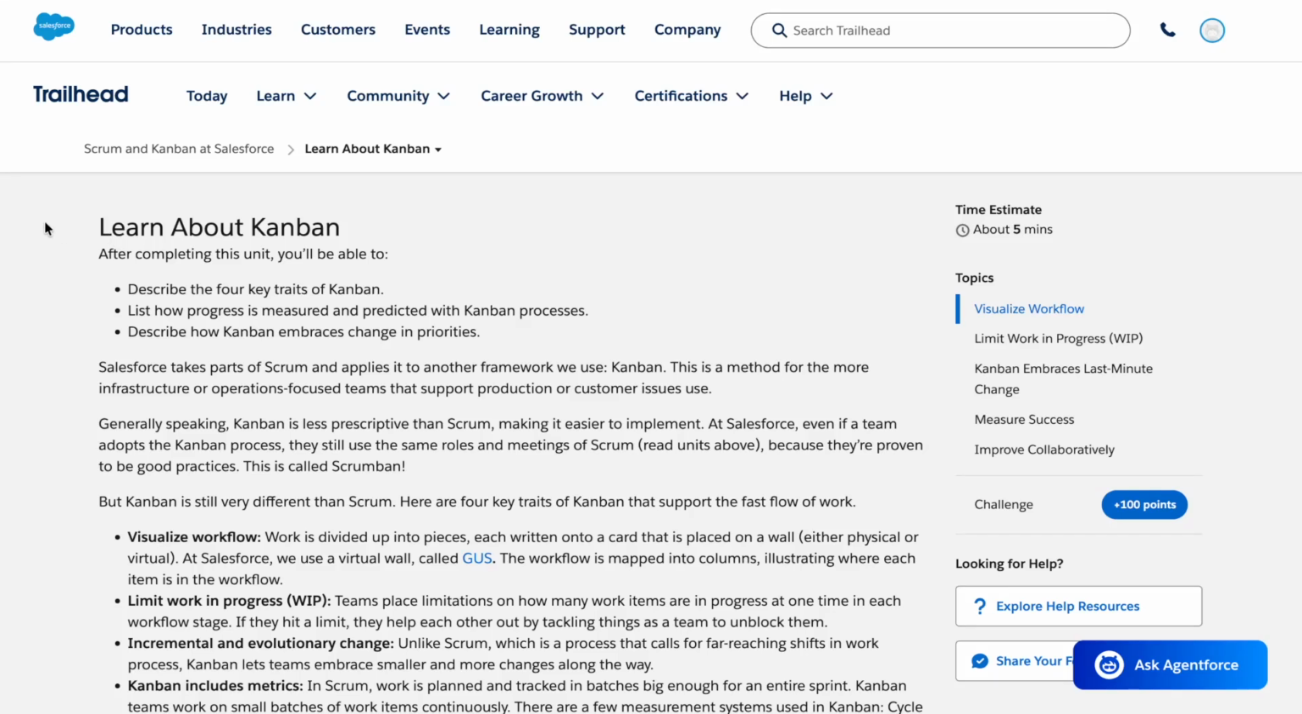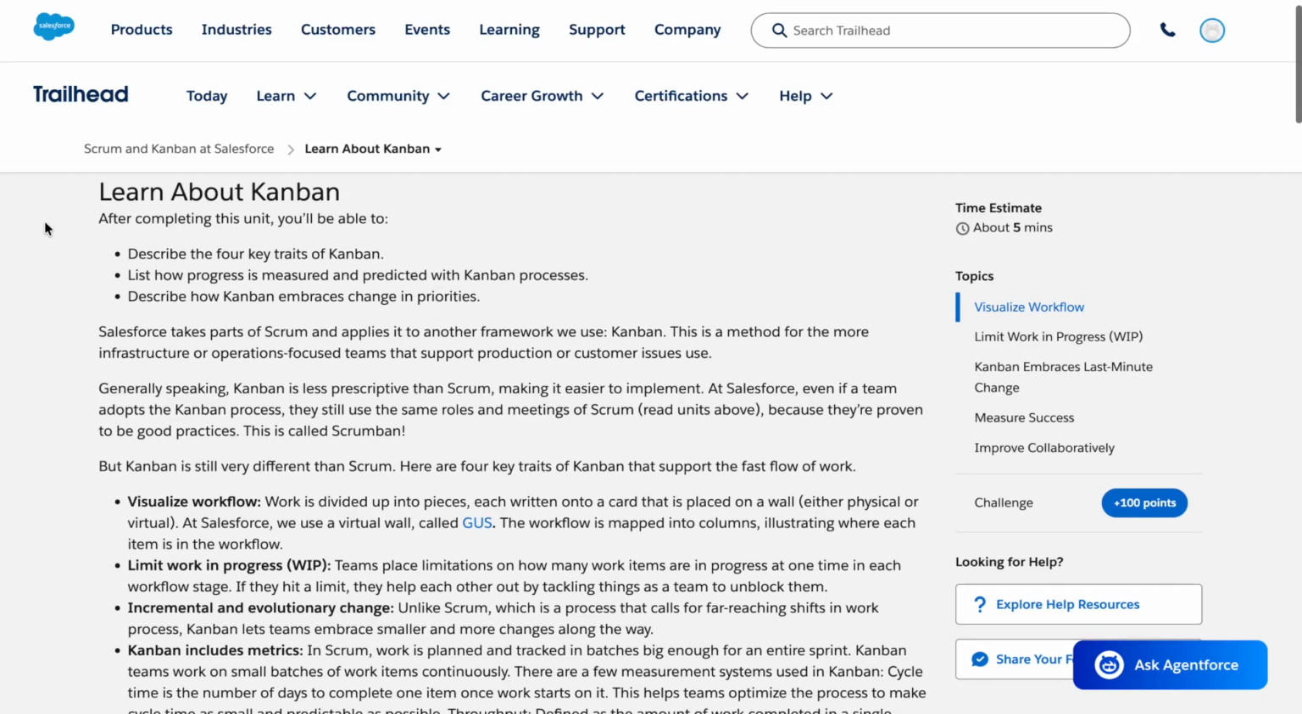Learn about Kanban. After completing this unit, you'll be able to describe the 4 key traits of Kanban, list how progress is measured and predicted with Kanban processes, and describe how Kanban embraces change and priorities.